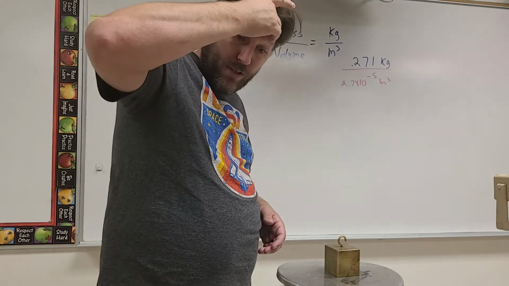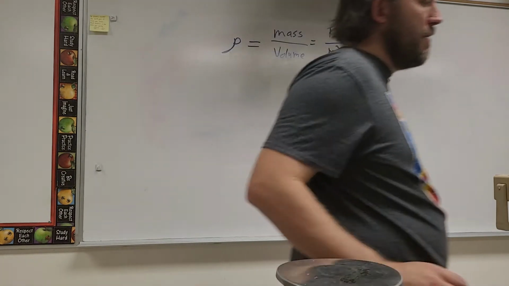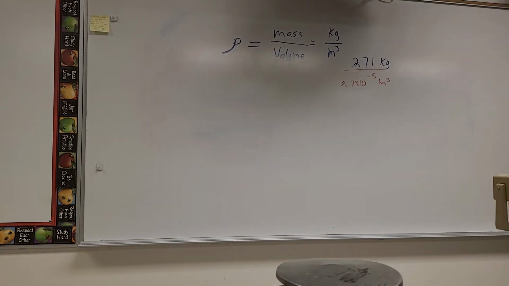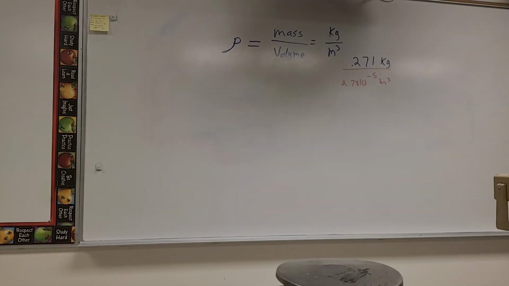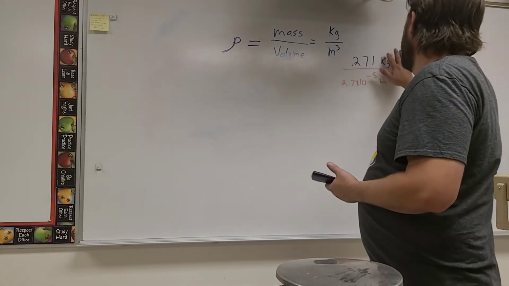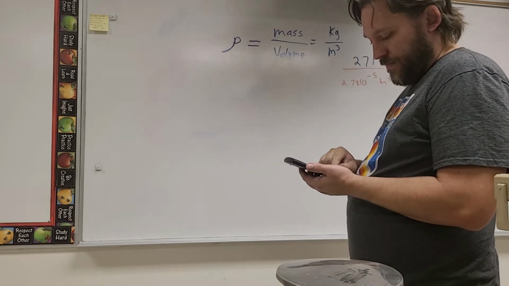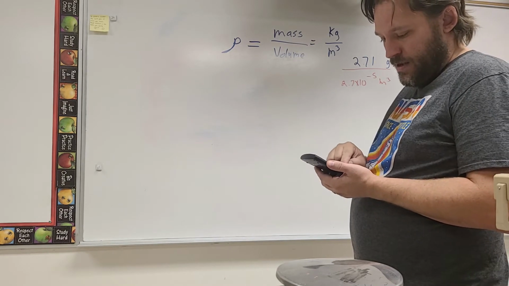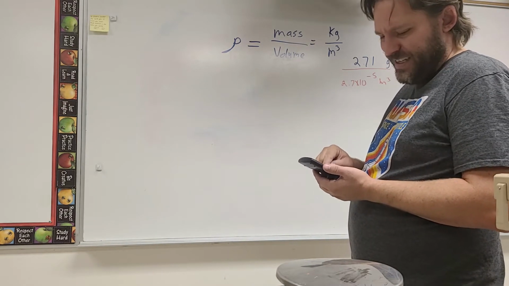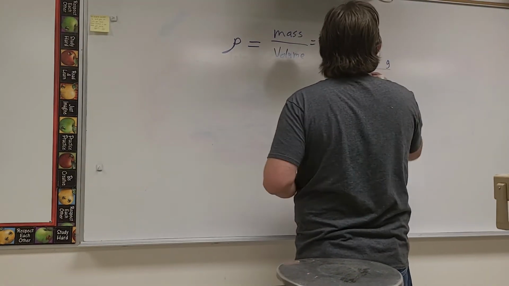This was, once again, 0.271. And once again, this was 3 centimeters. So let's try doing this in centimeters. So that'll be 271 grams per. So I said it was 3 cubed, 27. So it's 27 cubic centimeters.